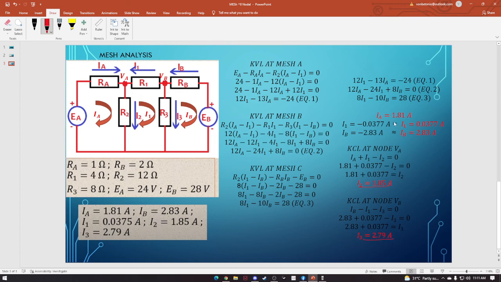So this is the final answer for problem 2.